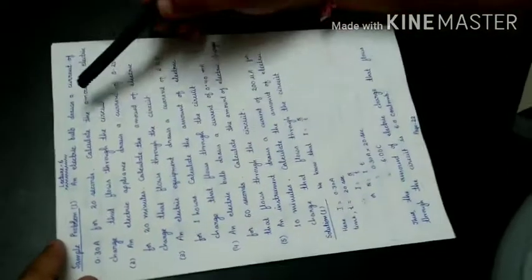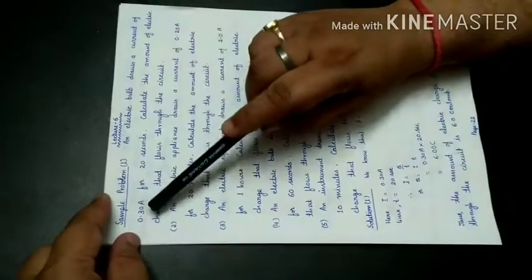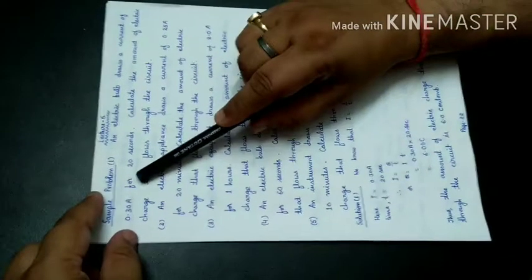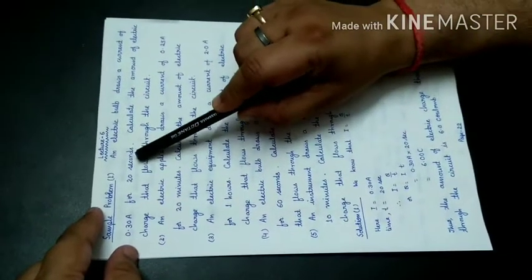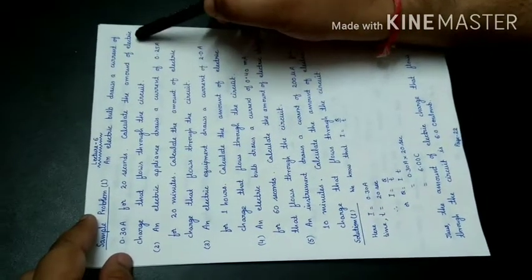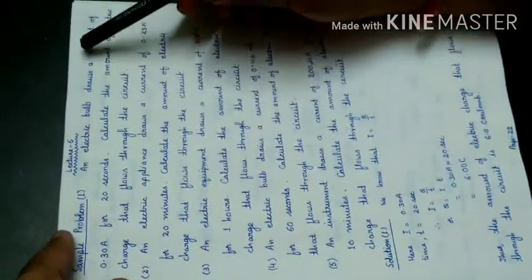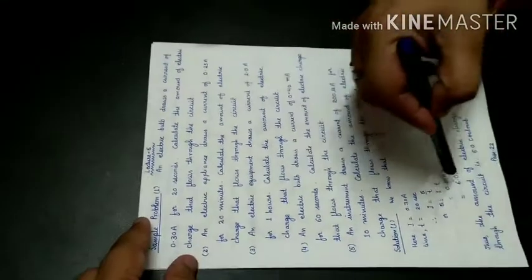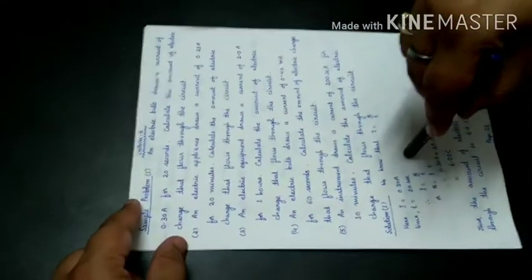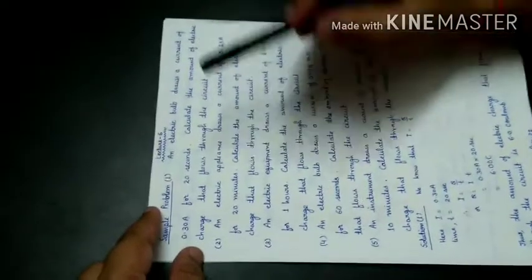First sample problem: an electric bulb draws a current of 0.30 ampere for 20 seconds. Calculate the amount of electric charge that flows through the circuit. First, here I have written 5 problems, and then continuously one by one I have solved the problem. So first I am reading these problems.